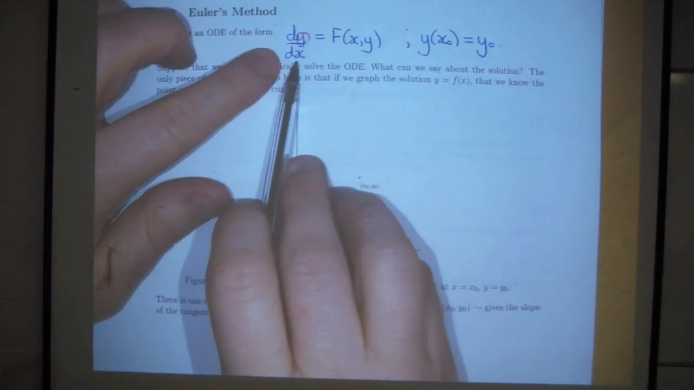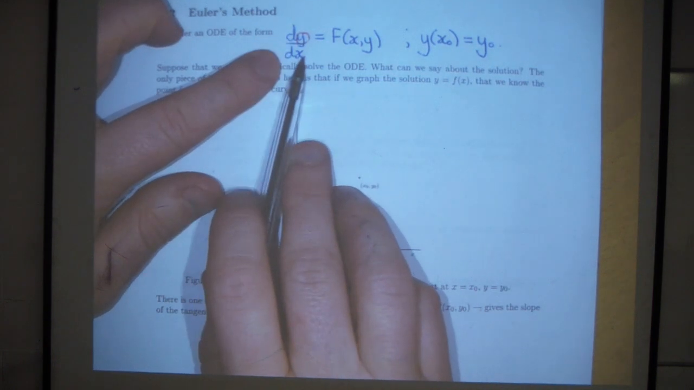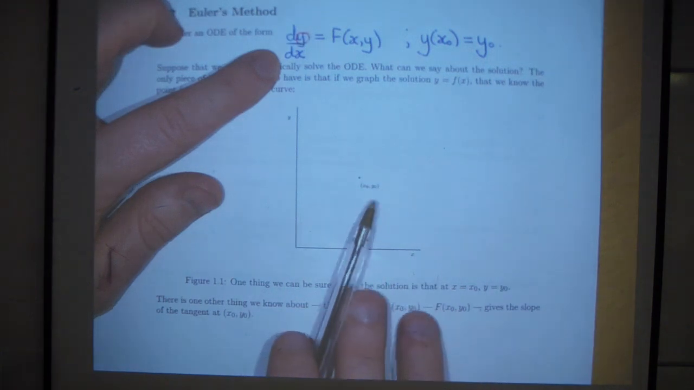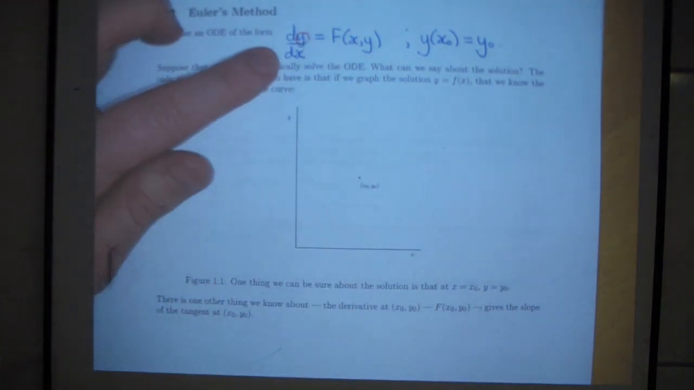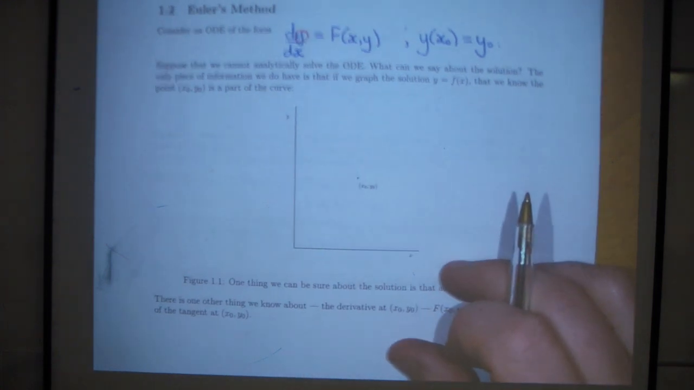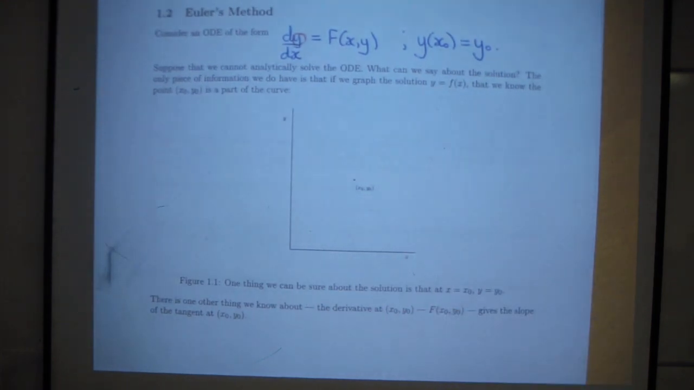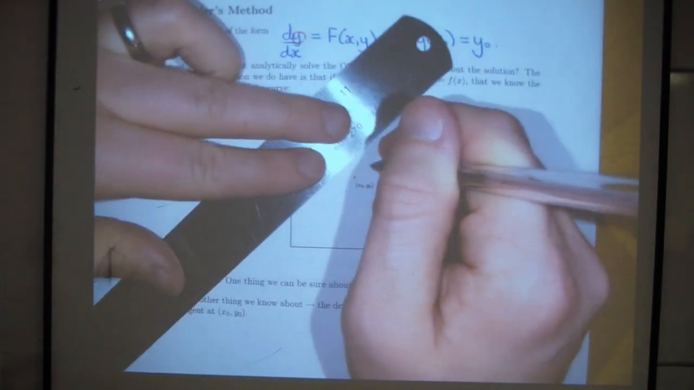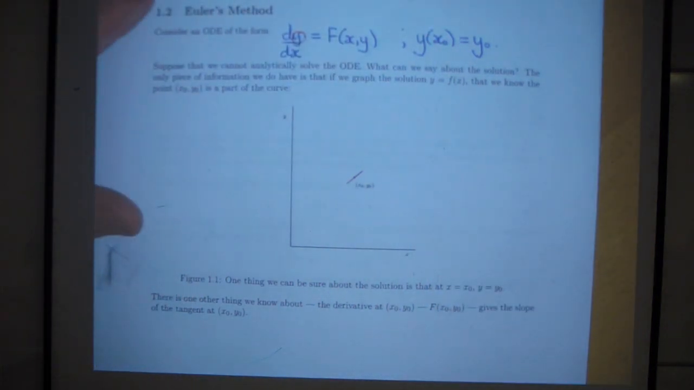Because remember, dy dx is nothing but the slope, and the differential equation gives the slope in terms of the x and y coordinates. We have a specific point, x0, y0. So if we substitute x0, y0 into this formula, we will have the slope at that point, or the slope of the tangent. So we know a tiny little thing about the solution. We know kind of the slope of the tangent to the solution.